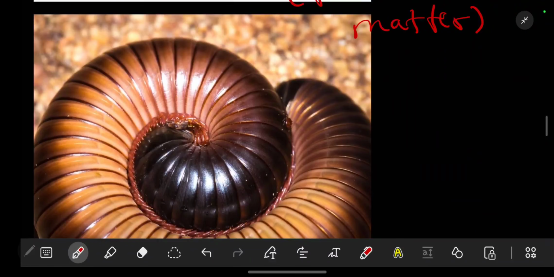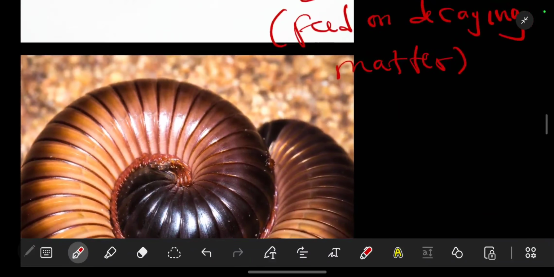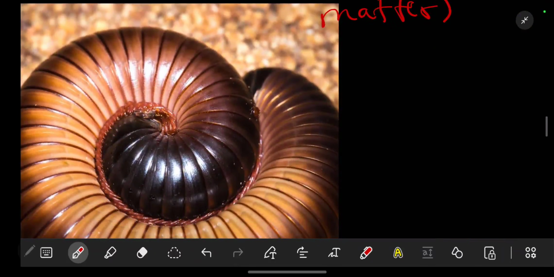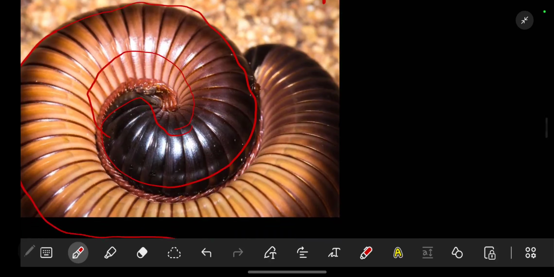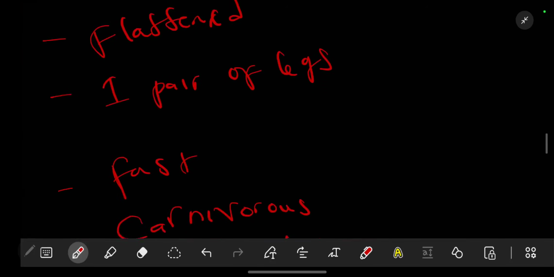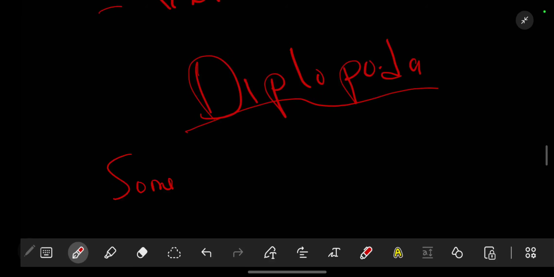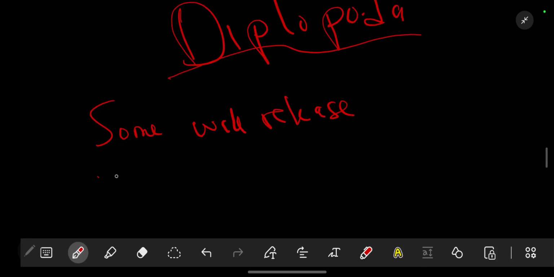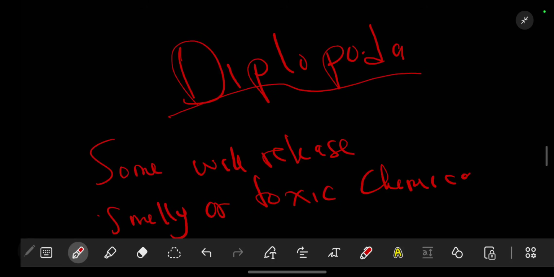Their defensive mechanism is that they secrete chemicals. If they see that there is an attack on them, they will coil up like that. This is one of their behaviors. When threatened, they roll up to form a tight spiral shape. This is the defensive mechanism, and some will also release smelly or toxic chemicals.